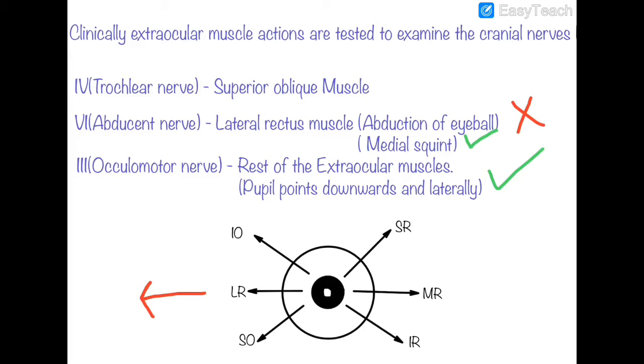As a result, the muscles which bring about the actions, mainly the actions of the eyeball towards the lateral side, that is the inferior oblique, the lateral rectus and the superior oblique, will not be able to act in this position, and the only active muscles left will be the superior rectus, the medial rectus and the inferior rectus.